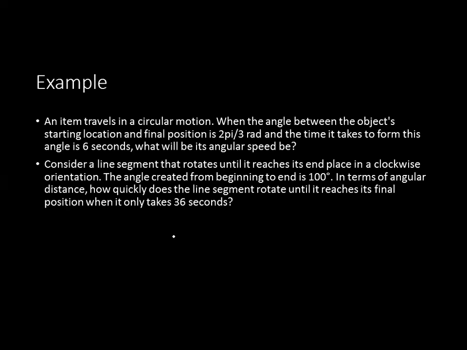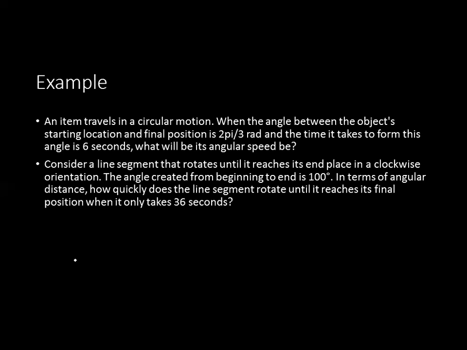Consider a line segment that rotates until it reaches its end place in a clockwise rotation. The angle created from beginning to end is 100 degrees. In terms of angular distance, how quickly does the line segment rotate until it reaches its final position when it only takes 36 seconds? So that would be easy as well, all right?